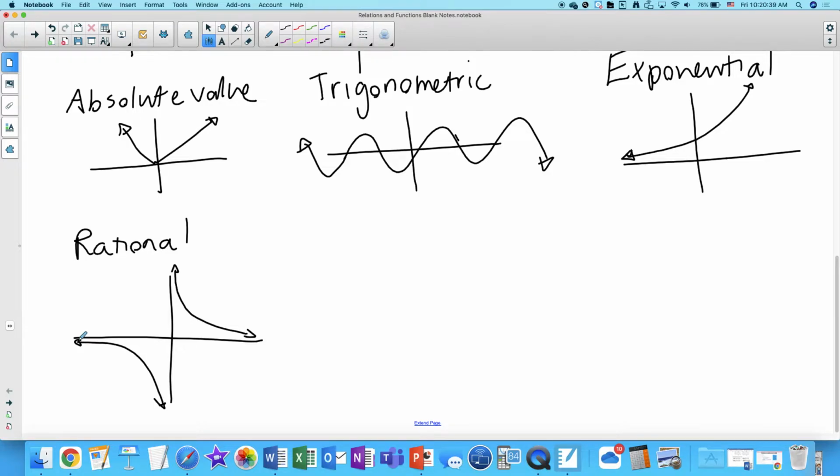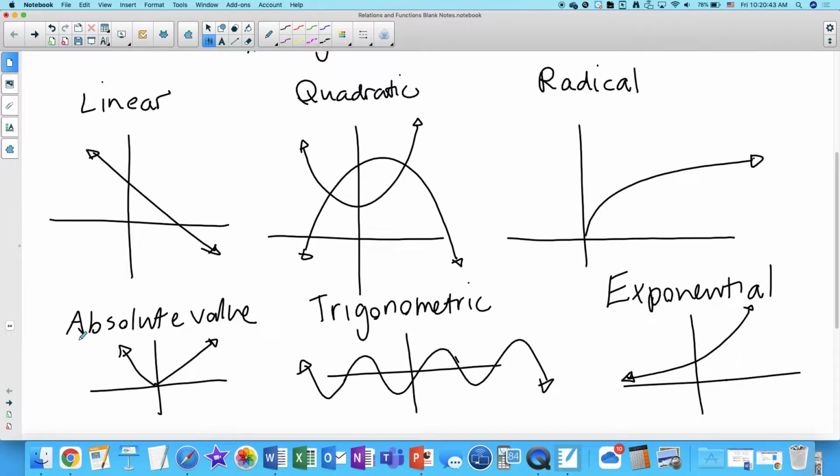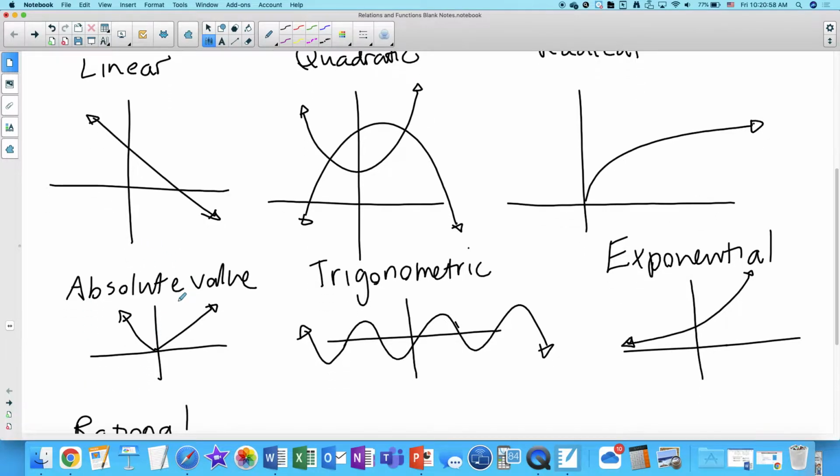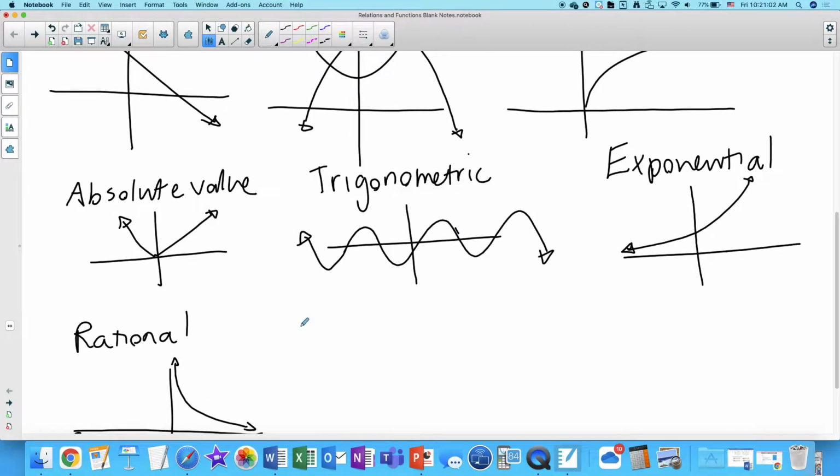Okay, so basically we kind of go through these one at a time. In grade 10, we just look at this one. In grade 11, you'll look at quadratic, and if you're in 20-1, you'll also look at absolute value. In grade 12, you look at radical, exponential, trigonometric, and rational, both in 30-1 and 30-2.